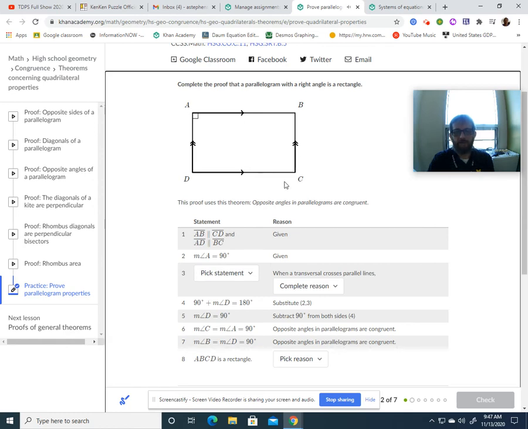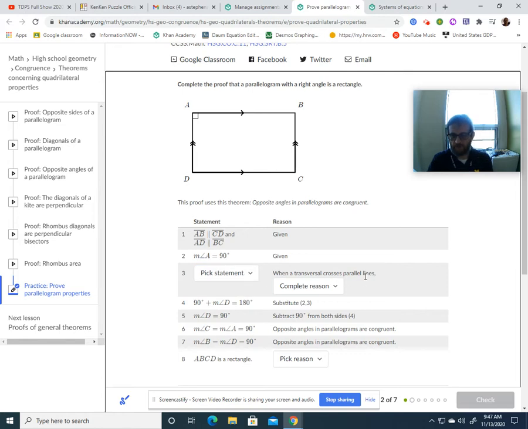All right, complete the proof. The proof uses this theorem: opposite angles in a parallelogram are congruent. So it's saying this angle is congruent to this angle. Complete the proof that a parallelogram with a right angle is a rectangle. So, given that we have basically a rectangle, we have a parallelogram with a right angle. That's what we have. Now, pick a statement.